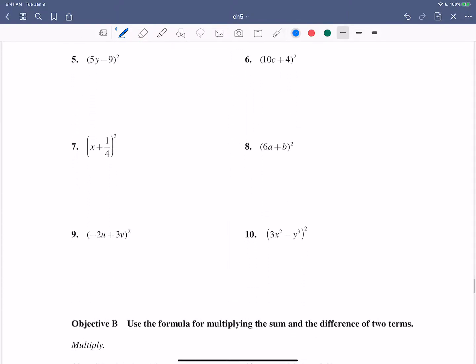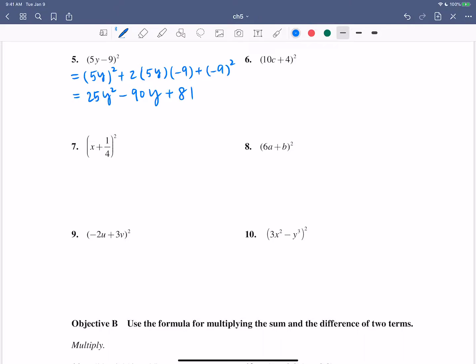Number 5, 5y minus 9 squared. So same idea, square the first term, double the product of the two terms, and then square the second term. First term, 5y squared, that will give you 25y squared. 2 times 5y times negative 9, that's going to give you negative 90y. And last one, negative 9 squared, that's positive 81.